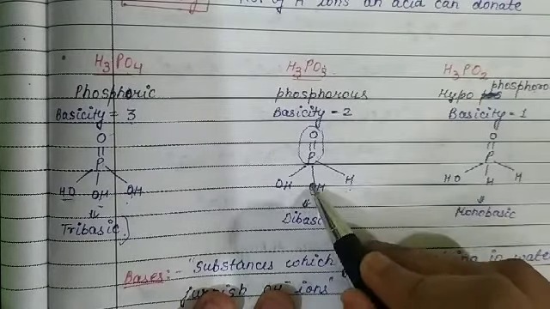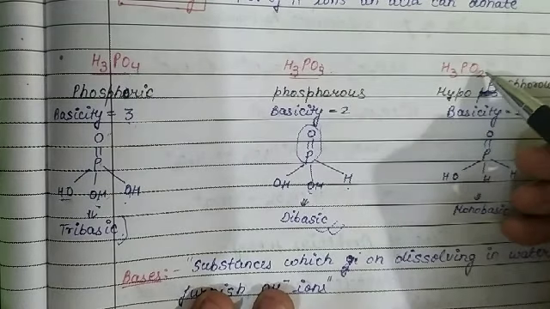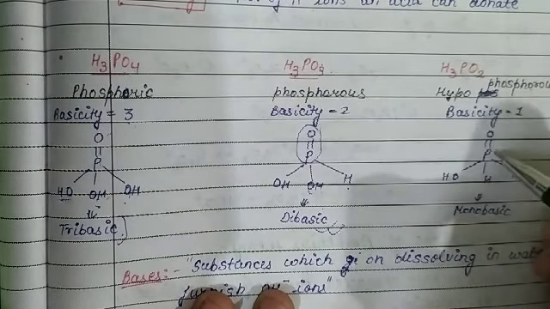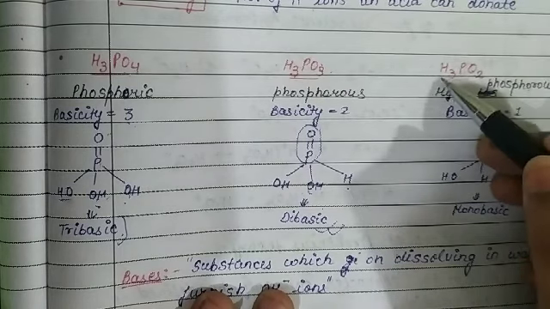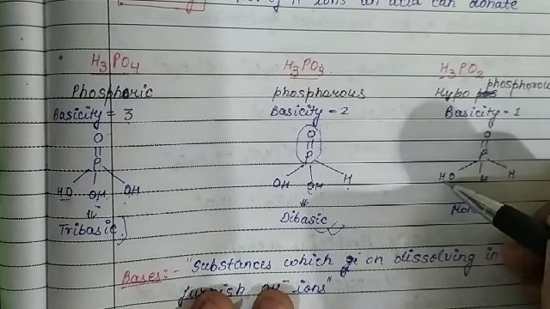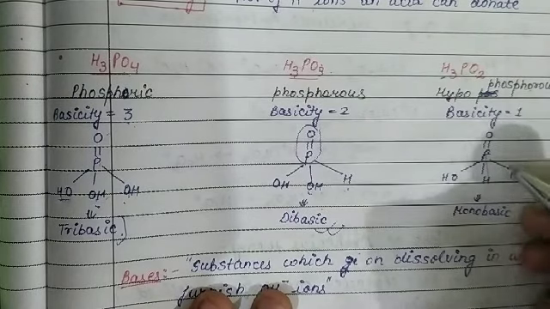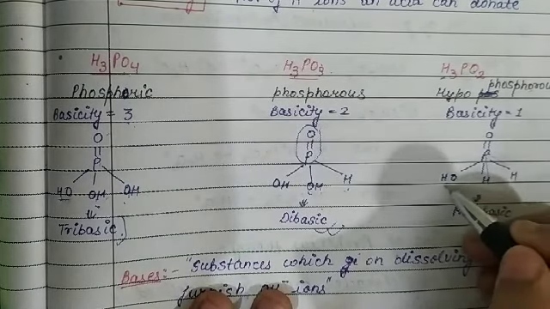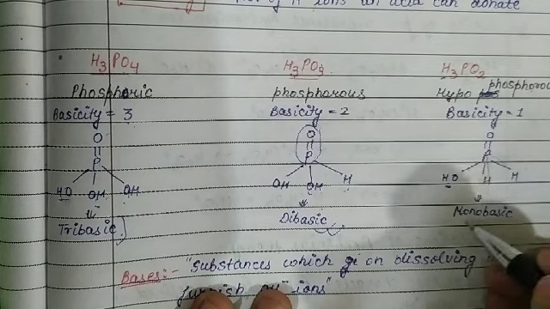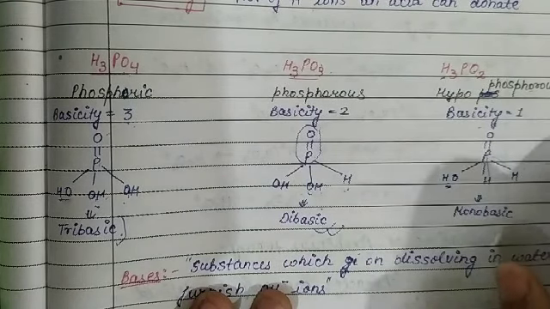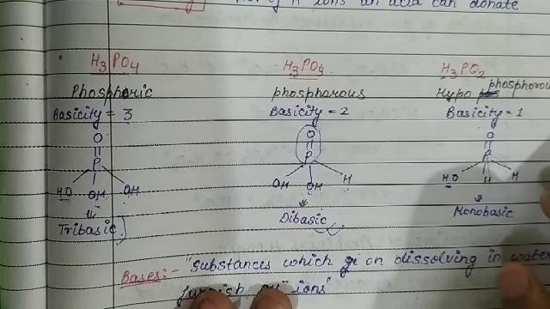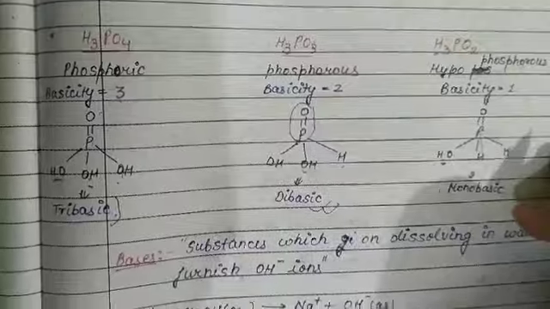In case of H3PO2, make 1 phosphorus-oxygen double bond. Now the remaining oxygen is 1, so 1 oxygen will pair with hydrogen to form an OH group. Now 2 H will be in the form of direct P-H bonds. As there is only 1 OH group, it is monobasic, so basicity is 1. So according to Arrhenius, acids are those substances which give H plus ion on dissolving in water. Now see what are bases.